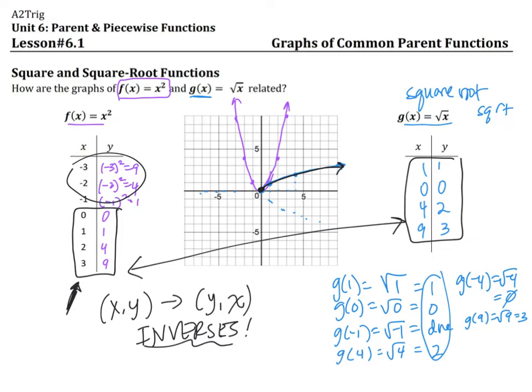So again, if we limit the domain of f of x, we say the domain only goes from 0 to infinity, so we're only looking at this right-hand side, then we would have f of x and g of x would be inverses of each other.